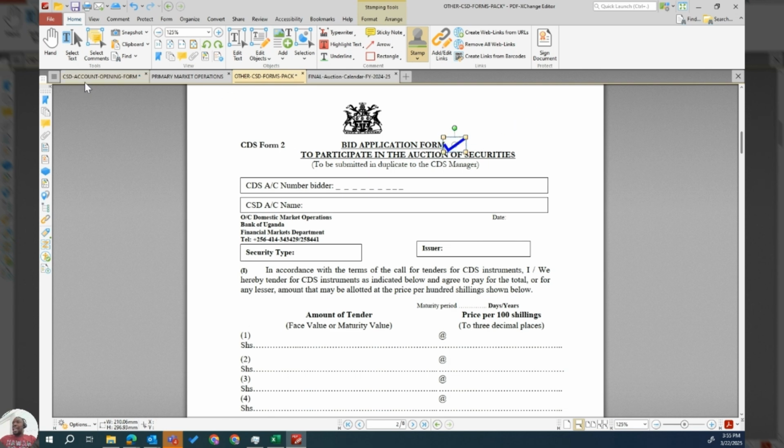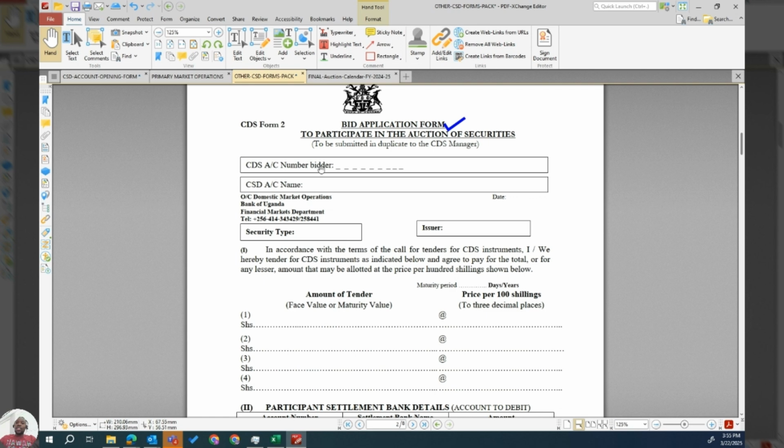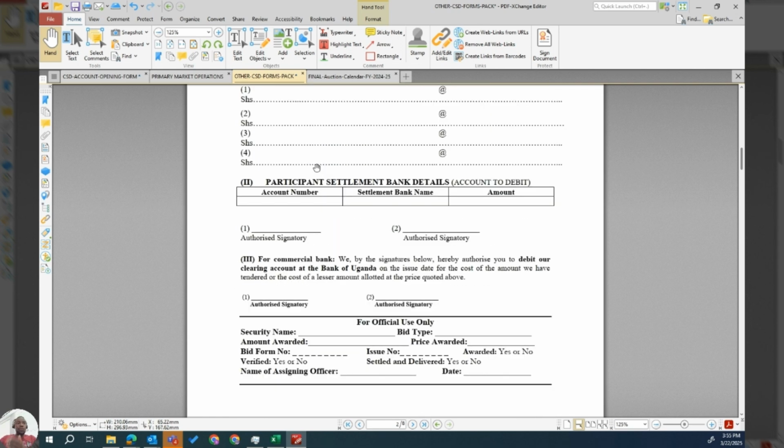If you go to the bank and you want to buy from the primary market, in the primary market you can only buy their specific bonds at a specific time, or specific bills at a specific time. So you go there, you ask for them, they will give you the CSD form 2. From there, you fill it up. You have to fill it up at least 2 to 3 days before the auction. You must take it to the bank to be on the safe side a week before the auction.